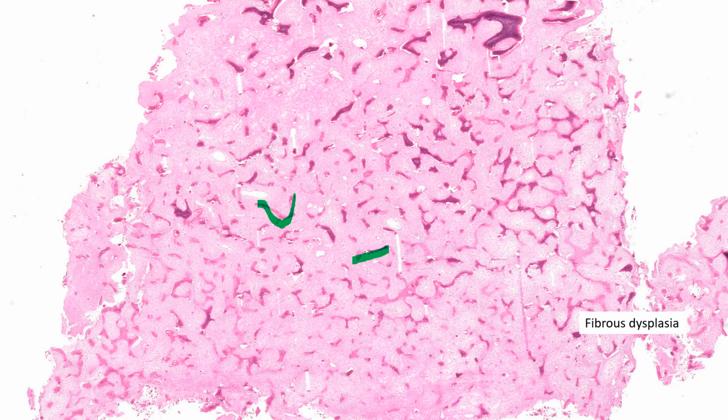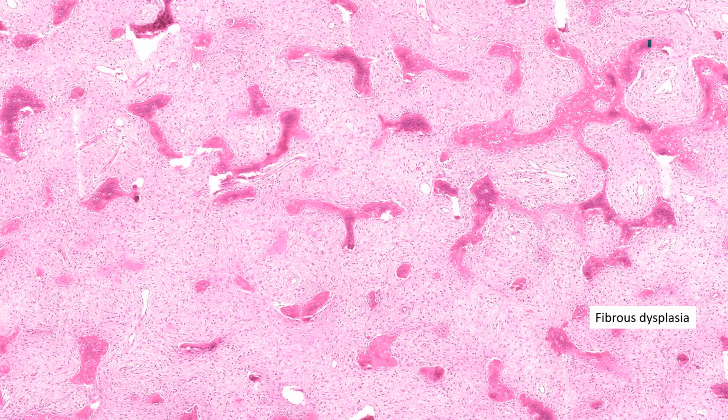These are supposed to look like Chinese characters, but apparently they don't quite. Here you go again, fragments of bone. Some of them are mineralized, and they tend to be somewhat curvilinear. Again, that relatively hypocellular spindle-shaped stroma is better seen at this magnification.